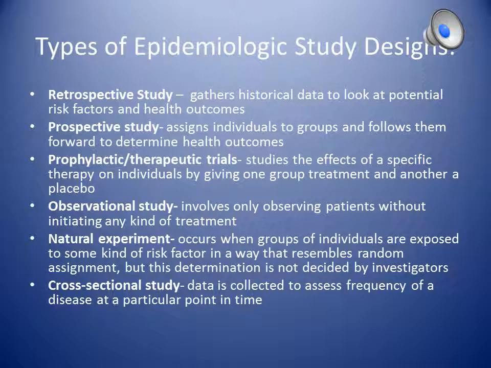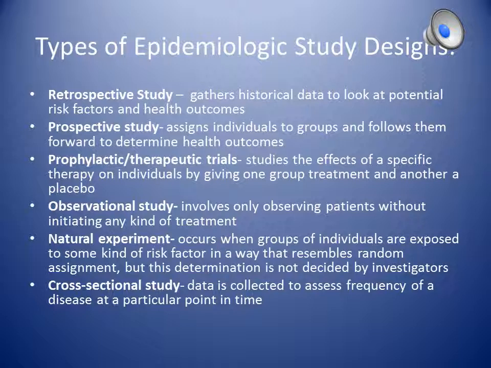A prophylactic therapeutic trial is a study which involves giving a therapeutic treatment to humans. One group receives the treatment and another receives the control to determine the efficacy and toxicities of a potential new treatment. An observational study involves only observing patients without initiating any kind of treatment.